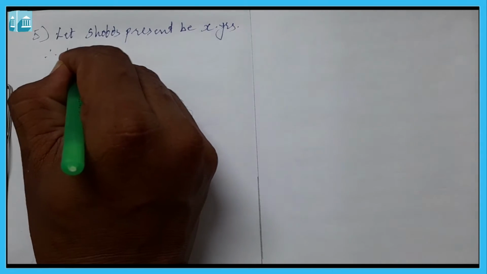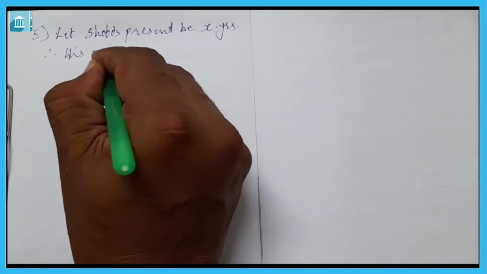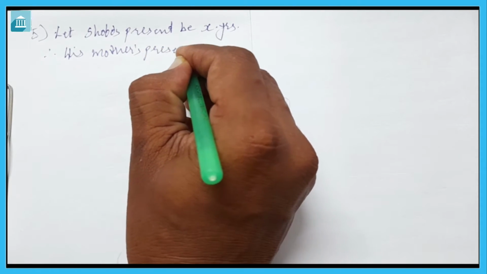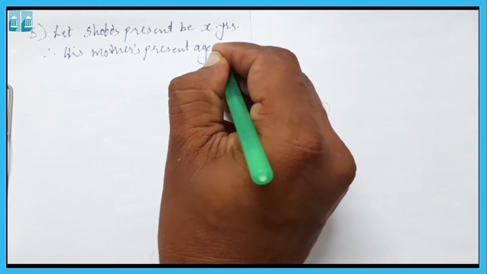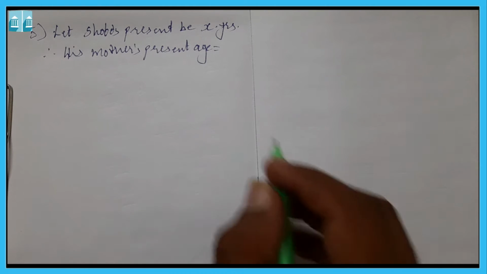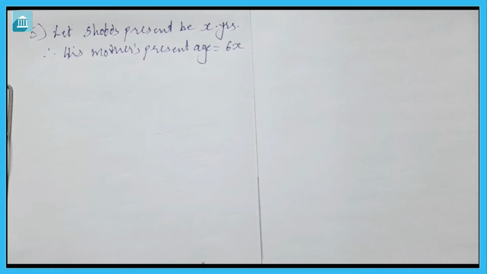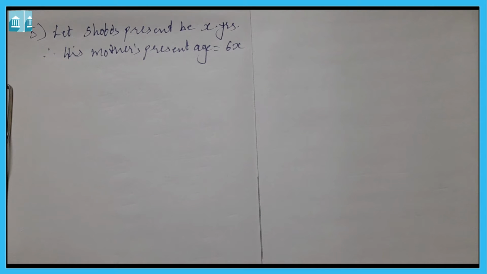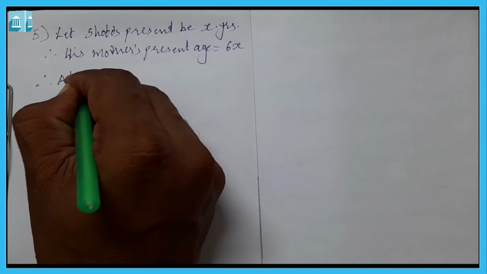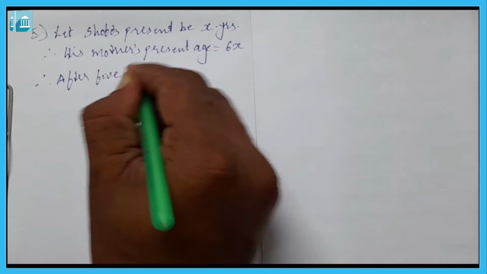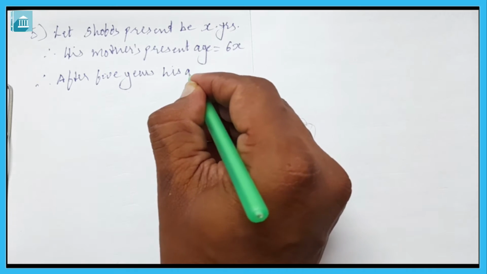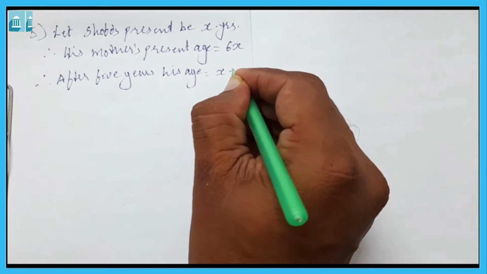Therefore his mother's present age is, it is given in the question, 6 times Shobho's present age, meaning 6x years. Now in the question it is given Shobho's age after 5 years. So after 5 years his age is equal to x plus 5 years.